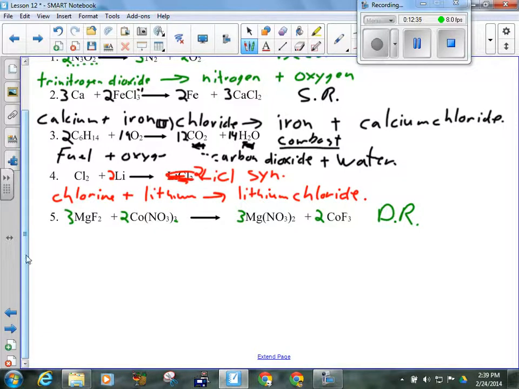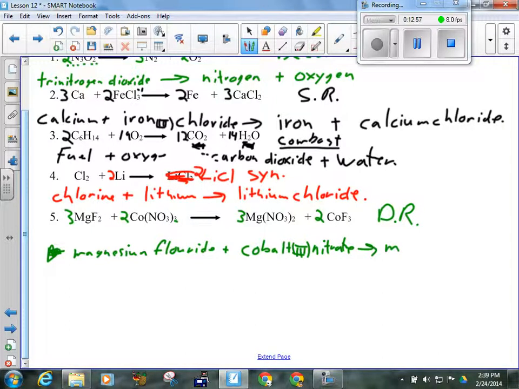Now for the naming, they're all ionic. They have to be if it's a replacement reaction. So we have magnesium fluoride plus cobalt 3 nitrate gives us magnesium nitrate and cobalt 3 fluoride. Here's the good news about your Roman numerals.